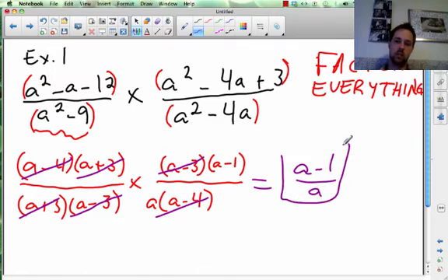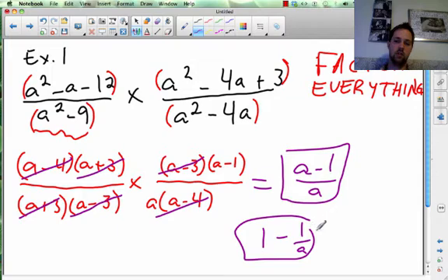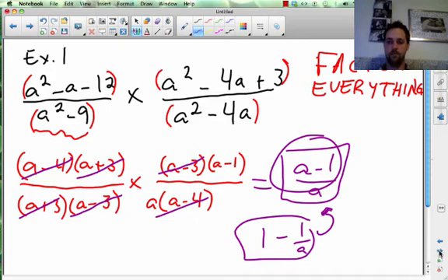And this is as simple as it can get. We can't divide the a by the a, because the negative 1 is also divided by the a. So if we wanted to do that, we would have to rewrite it as 1 minus 1 over a, and really, is this any better than this? Not really, so we might as well just leave it in our original form.